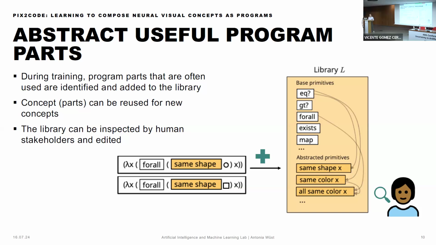And also a cool aspect of the library is that it's symbolic, so it's interpretable to humans, and you can even add some function parts or remove some function parts if that helps for your problems.